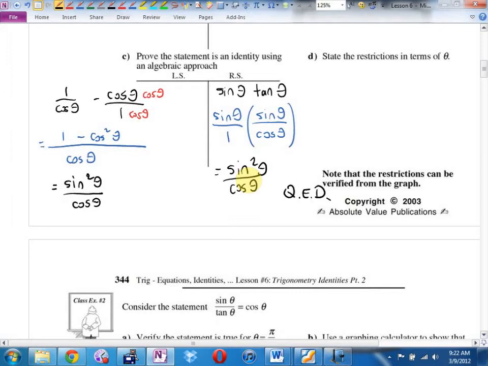D says, oh, by the way, state the restrictions. Okay. Oh, you know what? Cosine theta can't be 0 because in this fraction I'd be dividing by 0. Here, no problem. Here, no problem. Now, tangent, although at first it didn't look like a fraction, it is a fraction. What's on the bottom of tangent? Cosine. Cosine can't be 0, but even if I hadn't had the cosine on the bottom over here, that restriction still would have popped up here. Next page.